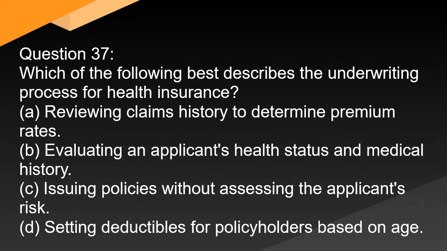Question 37. Which of the following best describes the underwriting process for health insurance? A. Reviewing claims history to determine premium rates. B. Evaluating an applicant's health status and medical history. C. Issuing policies without assessing the applicant's risk. D. Setting deductibles for policyholders based on age.